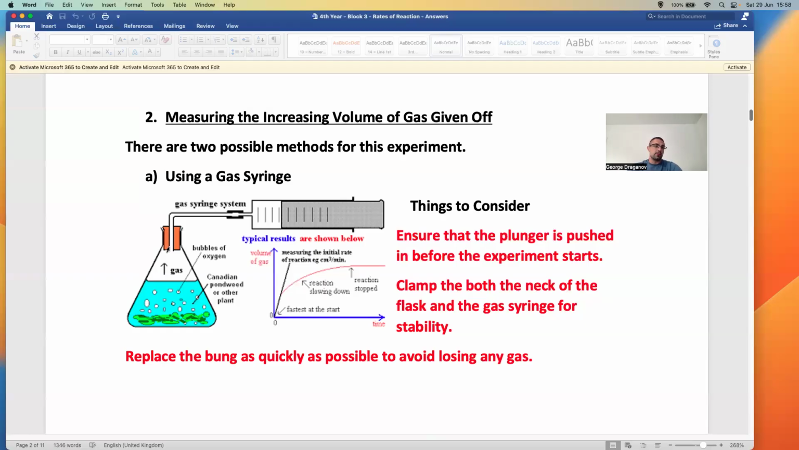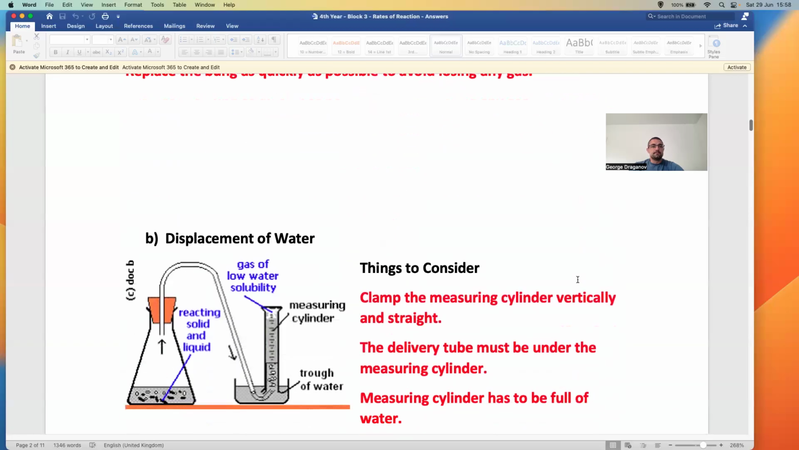To improve it, you could have like a hanging mechanism where everything is closed and you just shake it and then the solid falls in. Then you avoid any of that loss of gas. Again, during my experimental lesson, I'll discuss some of these.